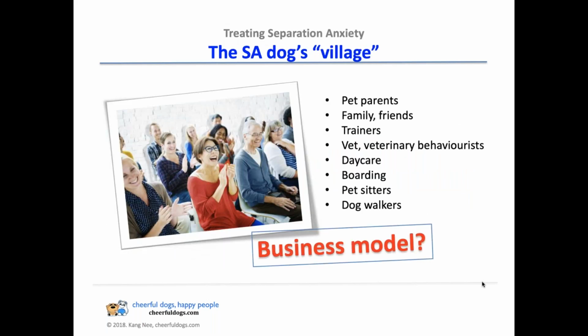So what is this village that the separation anxiety dog needs? At the center of it all is the pet parent, because the pet parent is the one who has to cope with that condition day after day. And they need a lot of support, both emotional as well as physical support from family, friends, their friendly neighbors, trainers who will work with them to craft the training program. And for many of the dogs with SA, they need the help of their vets and perhaps even a veterinary behaviorist. So where does that leave the rest of us?